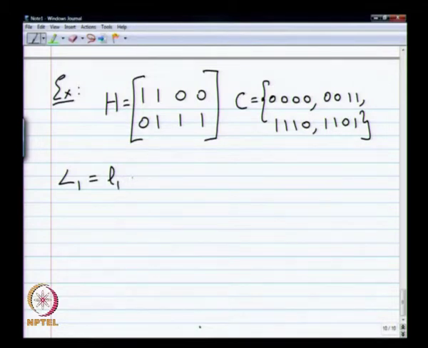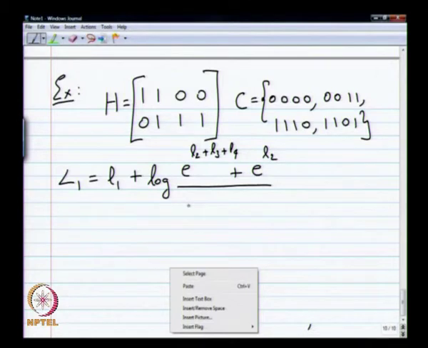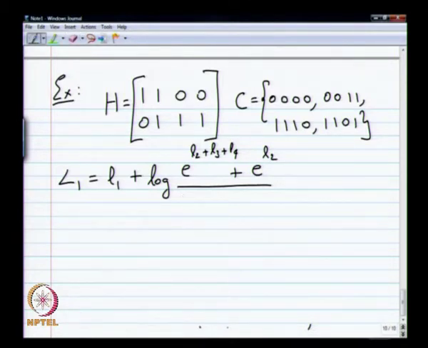Capital L1 is going to be small l1 plus log e power L2 plus L3 plus L4. The first term is always going to be there. Then the next term is going to be e power L2. There's no change here, but the denominator changes. Denominator becomes e power L4 plus e power L3. So now it won't work, I think.